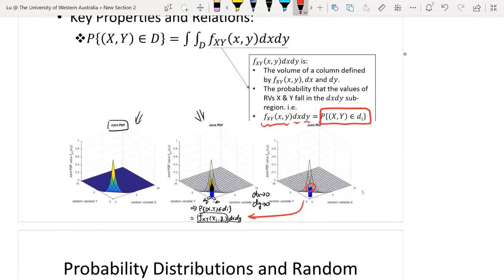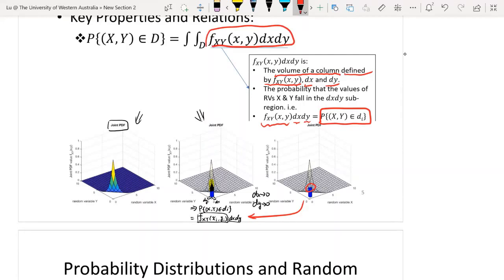Okay, if you want to understand this idea graphically, we can see the volume of a column defined by fxy, the joint PDF, as the height, and dx and dy. This indicates the probability that x and y fall into the di region. This is used to calculate a small sub-region probability. So this is the volume of that small blue column.